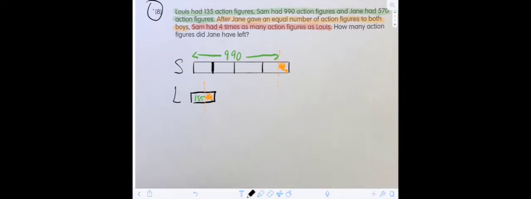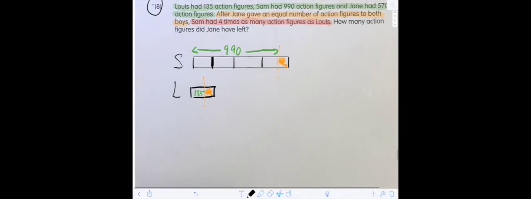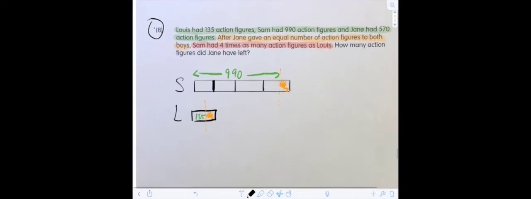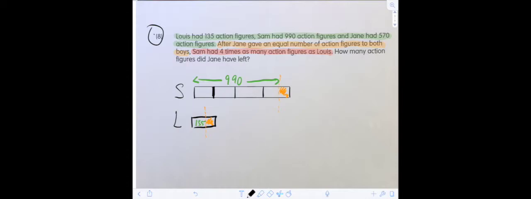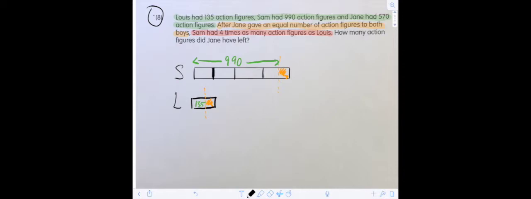Now we're going to solve the problem. How many action figures did Jane have left? Jane is not there yet. But basically we just need to solve and find what's the orange color portion. You get my drift? So remember, one of the previous questions we did the little cutting thing and moving it over. What I'm going to do is cut this portion here from Louis and move it all the way to the back here. Now can you see that once it matches up, 990 minus 135 is actually equal to 3 equal black units.